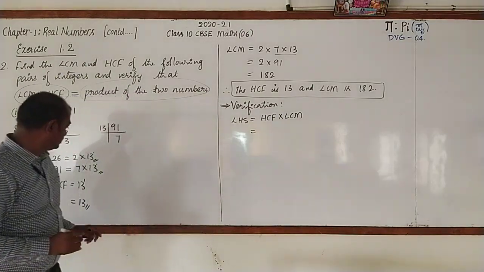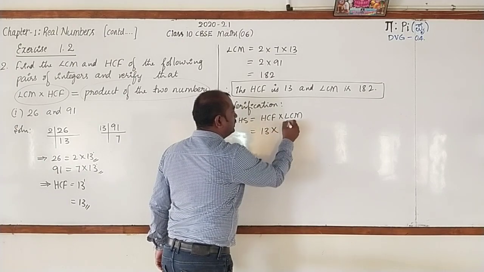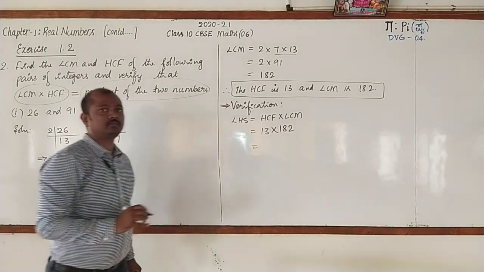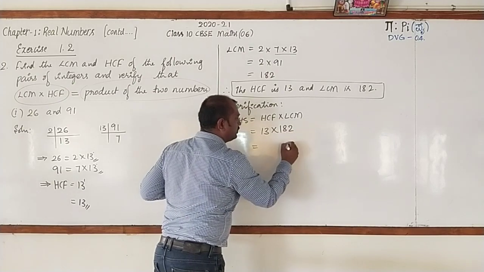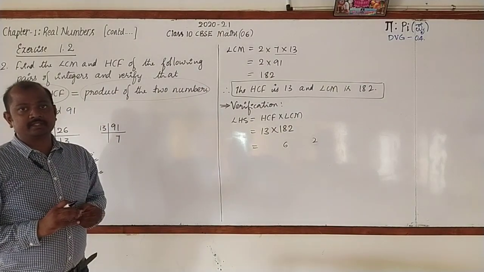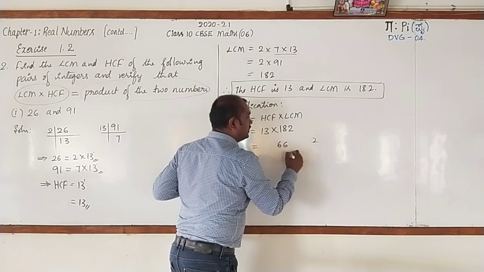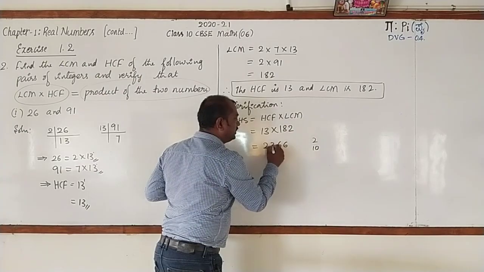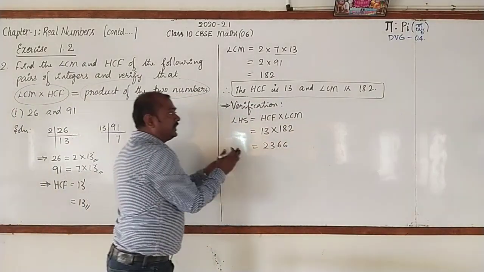Then what is HCF? Just we have come to know, it is 13. And into LCM is, just we have come to know, 182. Next, multiply these two. What is? 13 twos are 26. 2. Then 13 eights are 104. 104 plus 2, 106. It is 10 will remain. 13 ones are 13. 13 plus 10, 23. So 2366. It is LHS part.